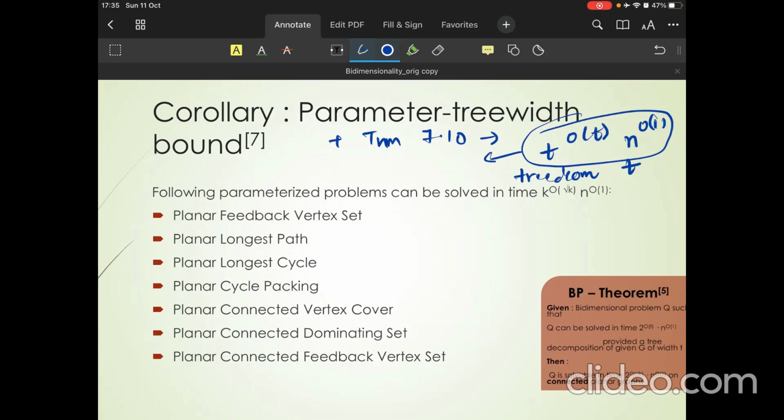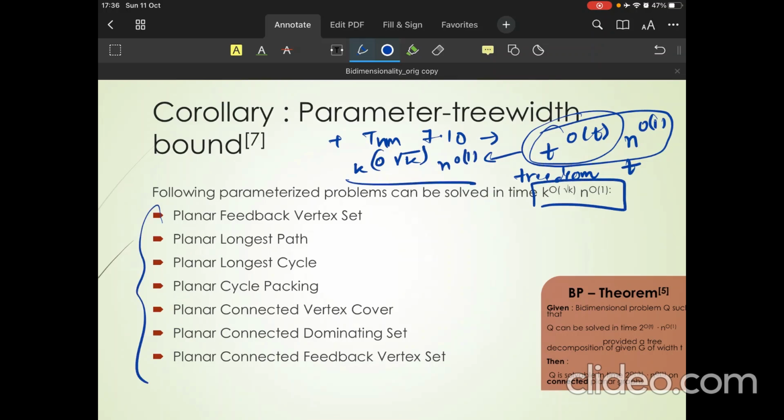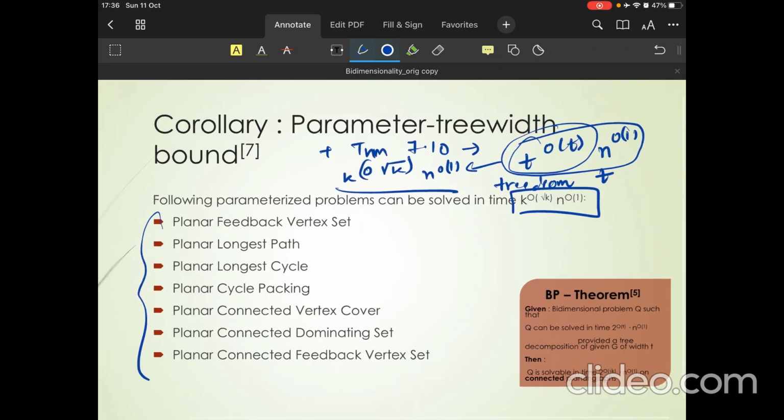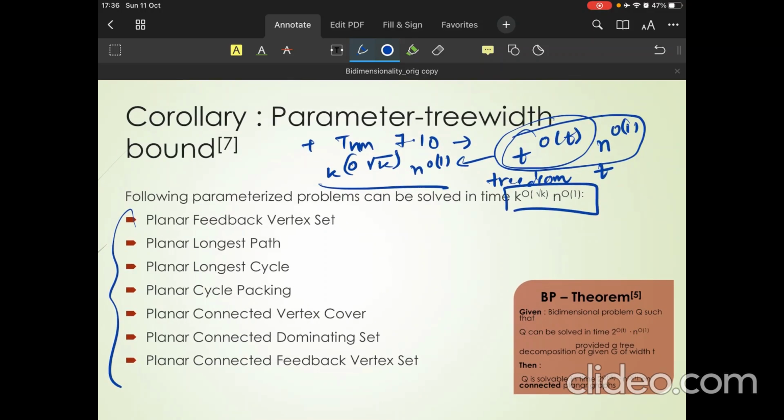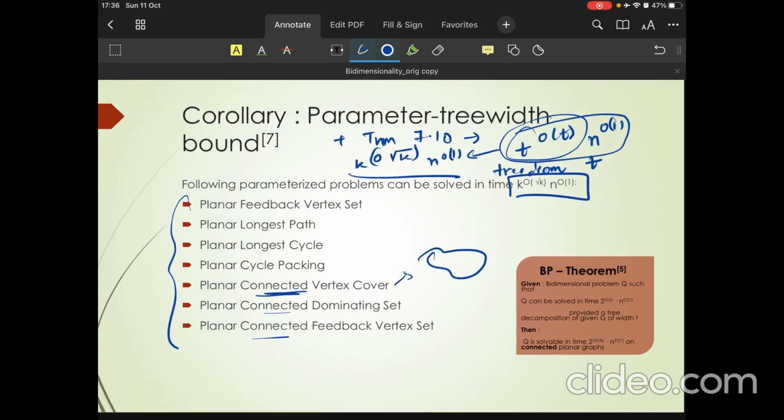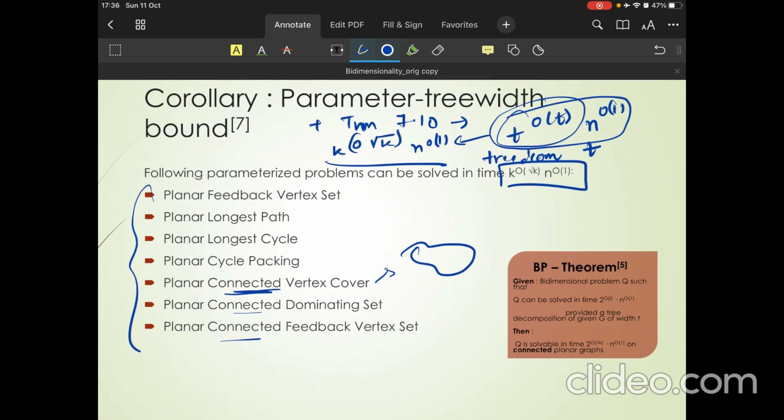As I already mentioned, the BP theorem can be extended by plugging in any function of t here, and we can have a corresponding running time, basically root k power order root k times n power order 1, for all these problems: planar vertex cover, feedback vertex set, longest path, longest cycle, cycle packing, connected vertex cover, connected dominating set, connected feedback vertex set. So connected vertex cover is a vertex cover where the solution is connected. Similarly, dominating set and feedback vertex set. So this is derived from the BP theorem.